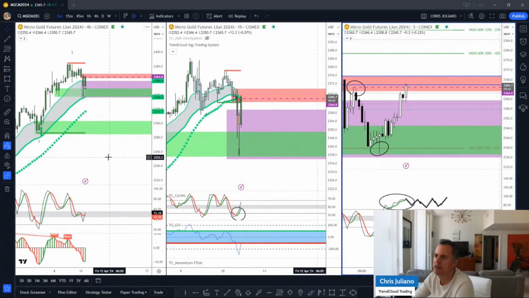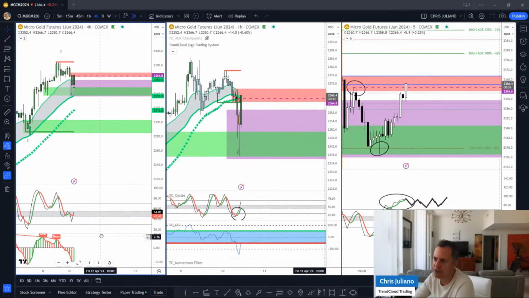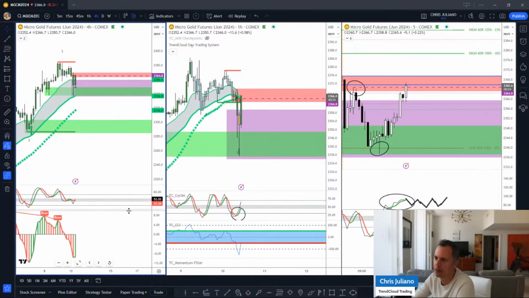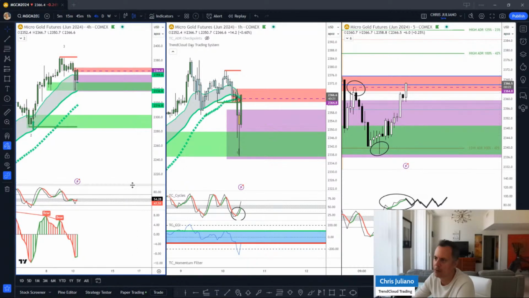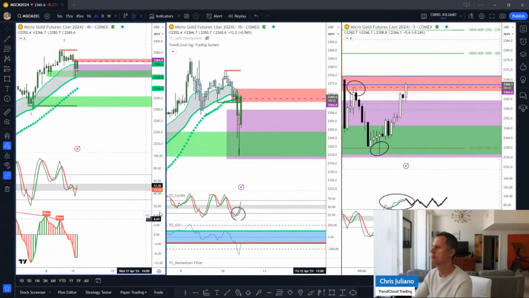Break on through to the other side, right? Nice hookup. Here we go. Look at this, guys. Look at how momentum is shifting on the high time frame. Momentum shift on the high time frame.